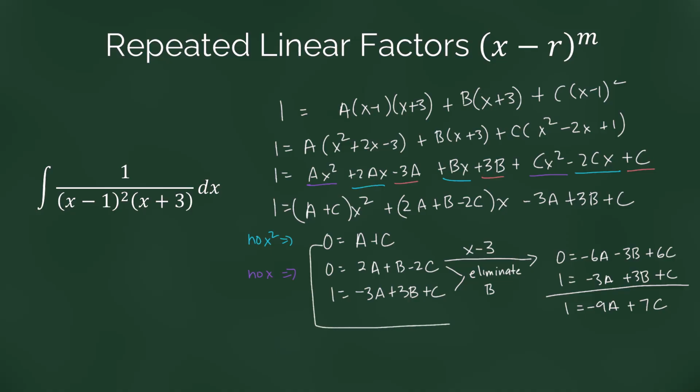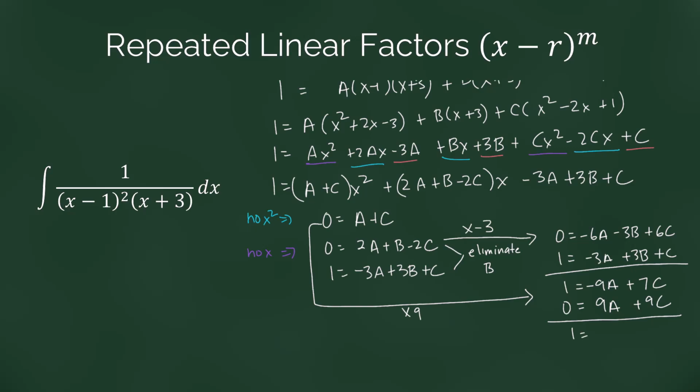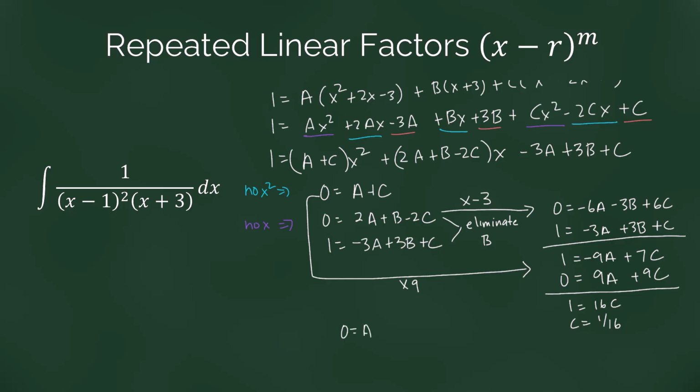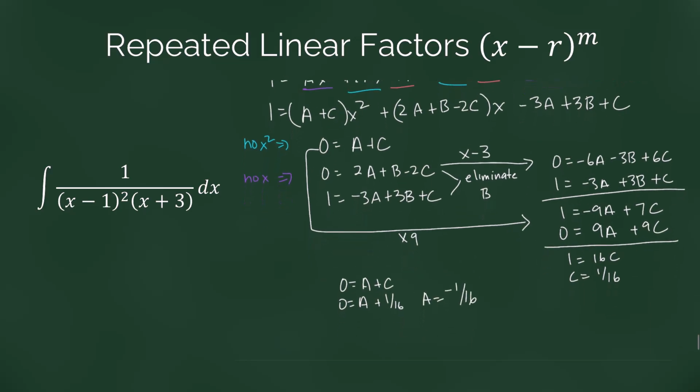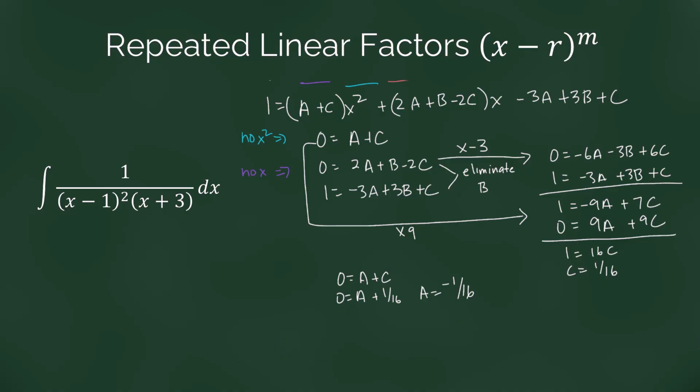All right, I'll go back to my original equation here, and I'm going to multiply it by 9 in order to eliminate a. I could also choose negative 7 if I wanted. I get 0 equals 9a plus 9c. When I add those together, I see that 1 equals 16c, so I get c is 1/16. Since 0 equals a plus c, that means 0 is equal to a plus 1/16, so a must be negative 1/16. And then we can plug those values for a and c into either of our remaining 2 equations.